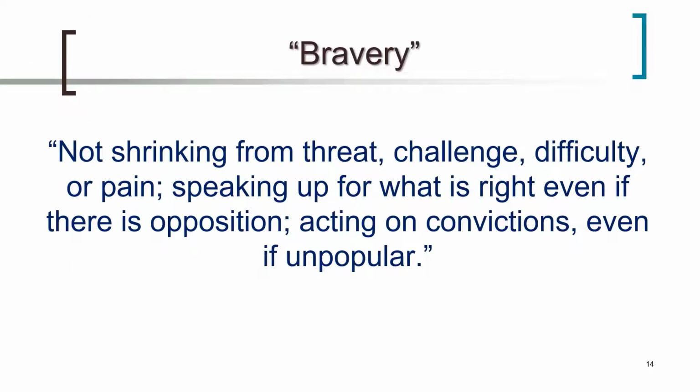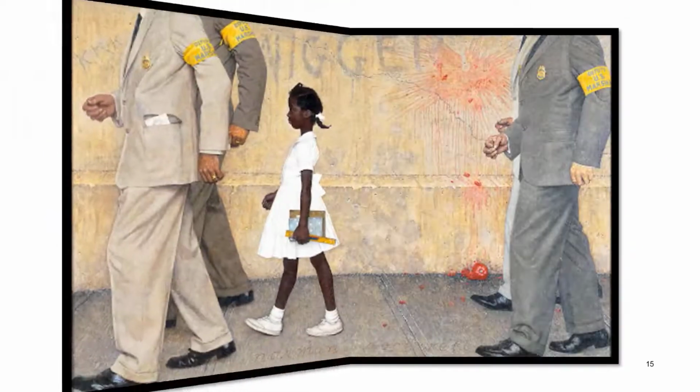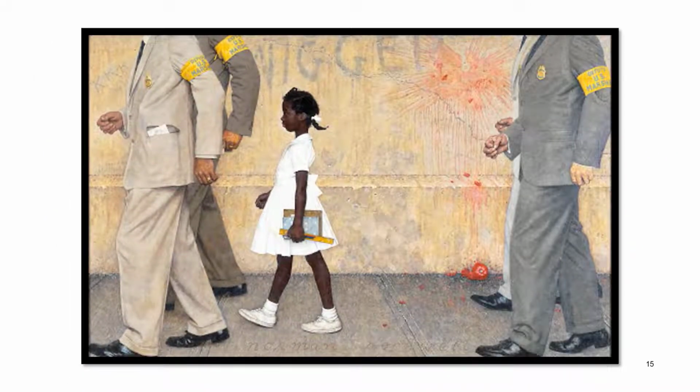Let's take a look at bravery as an example. The character strength of bravery is defined as not shrinking from threat, challenge, difficulty, or pain, speaking up for what is right, even if there is opposition, acting on convictions, even if unpopular. A wonderful example from our lifetime is Ruby Bridges, here depicted in this Norman Rockwell painting as the first grade girl in New Orleans being escorted to class by federal marshals in 1960. It's safe to say that Ruby was well on her way to developing the character strength of bravery.